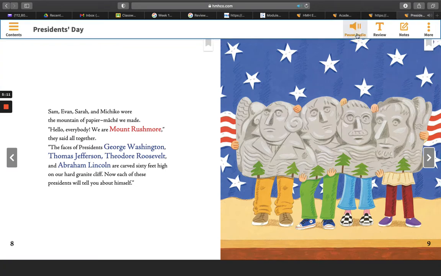Sam, Evan, Sarah, and Michiko wore the mountain of paper mache we made. "Hello, everybody! We are Mount Rushmore," they said all together. The faces of Presidents George Washington, Thomas Jefferson, Theodore Roosevelt, and Abraham Lincoln are carved 60 feet high on our hard granite cliff. Now each of these presidents will tell you about himself.